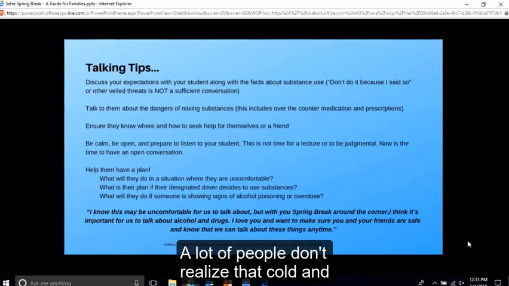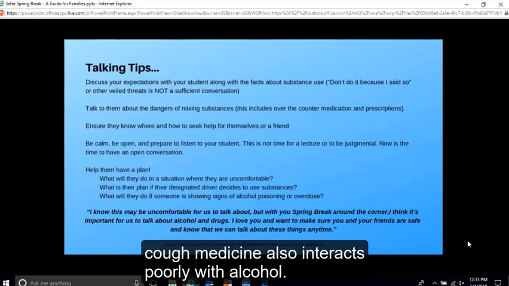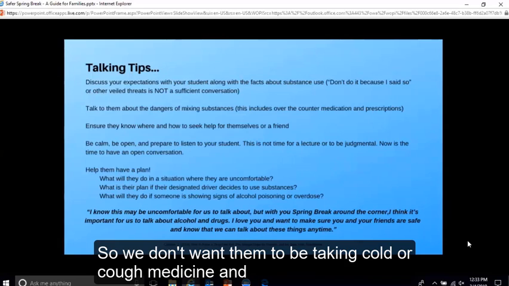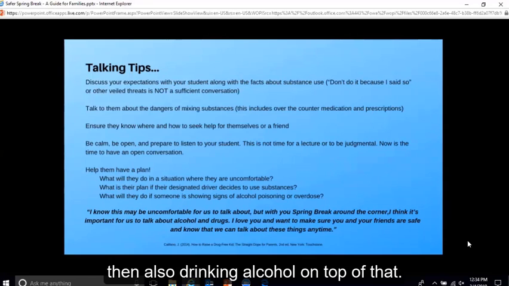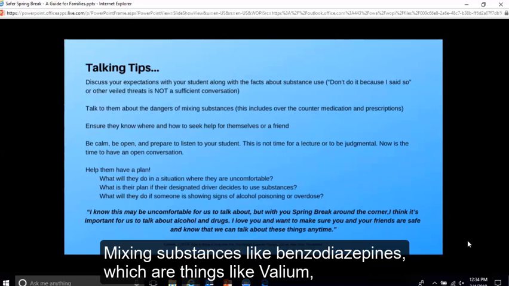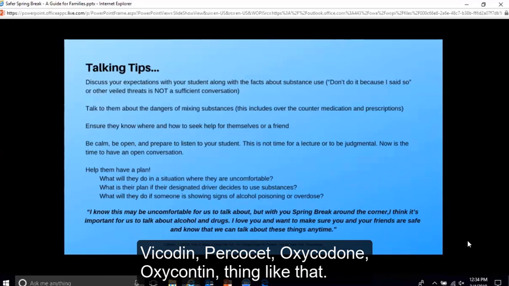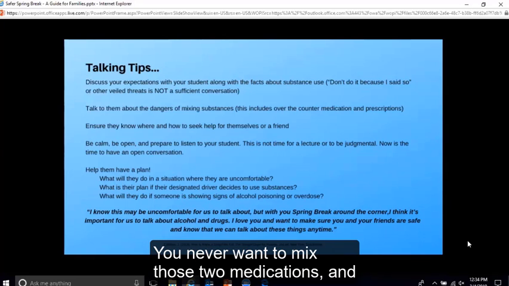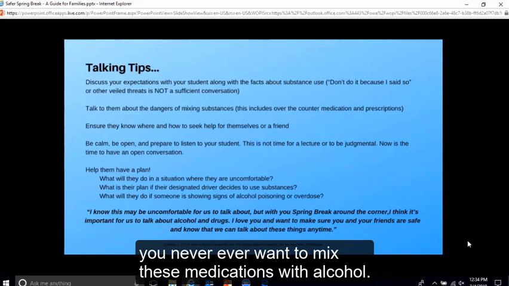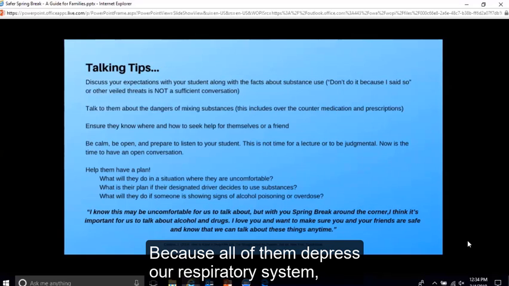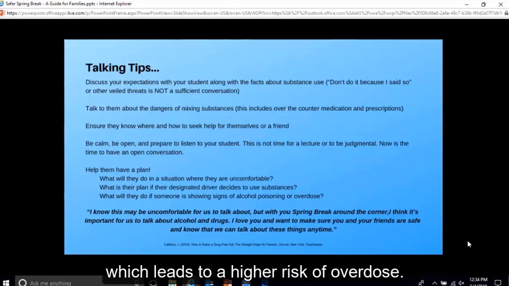A lot of people don't realize that cold and cough medicine also interacts poorly with alcohol. And so we don't want them to be taking cold or cough medicine and then also drinking alcohol on top of that. Mixing substances like benzodiazepines, which are things like Valium, Xanax, or Klonopin, with opioid medications such as pain medication, Vicodin, Percocet, oxycodone, OxyContin, things like that. We never want to mix those two medications, and we never, ever, ever want to mix those medications with alcohol, because all of them depress our respiratory system, which leads to a higher risk of overdose.